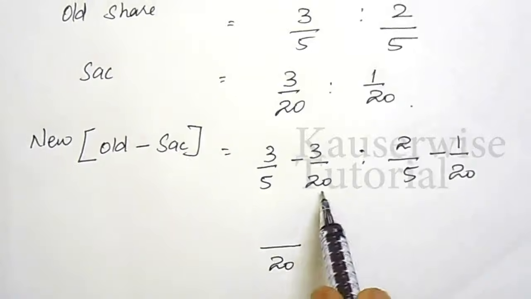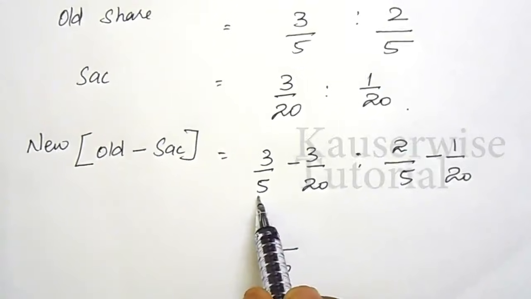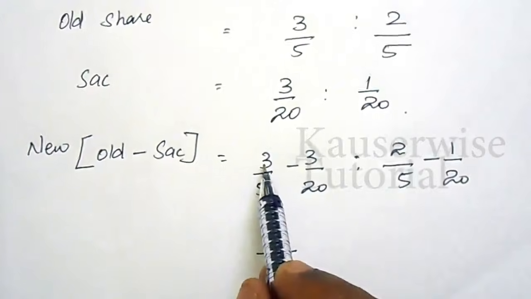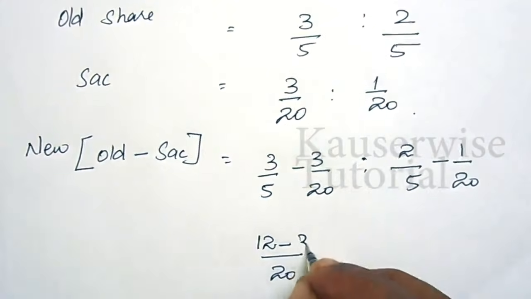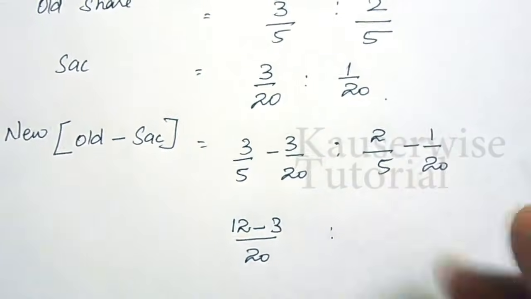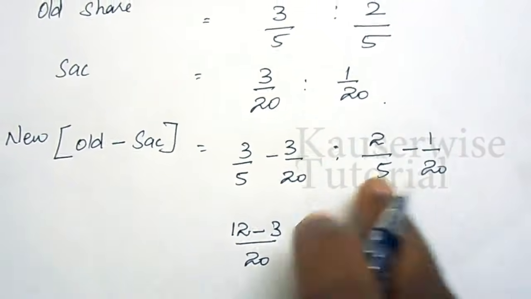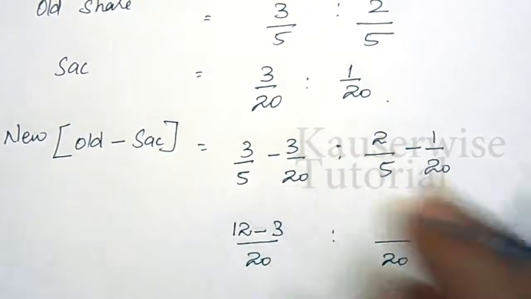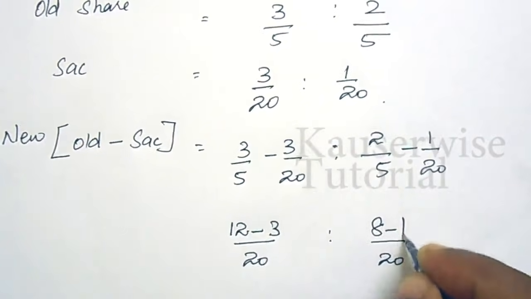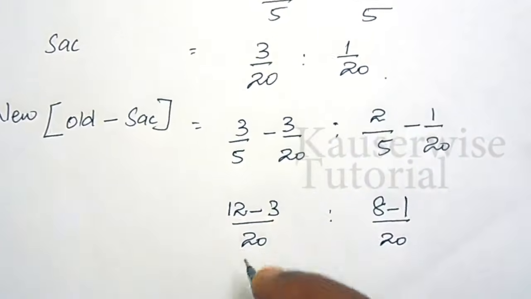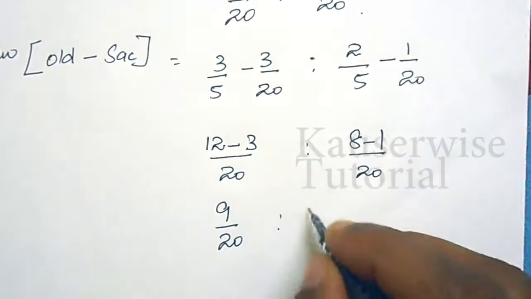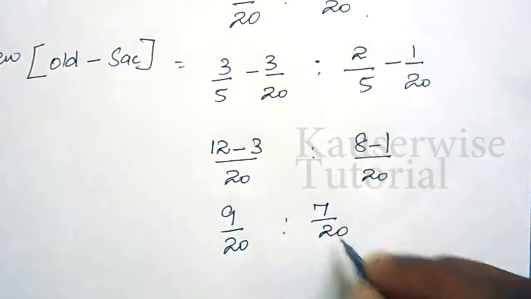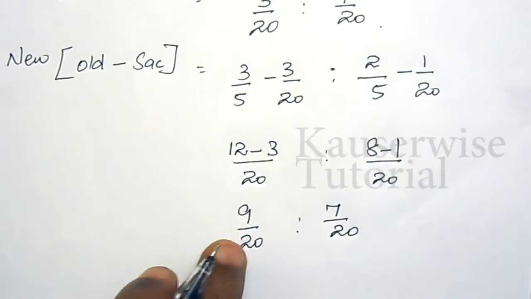Okay, take LCM, take 20. 4 into 5 is equal to 20, no, so multiply 4 into 3. 4 3s are 12 minus 3, here also LCM 20. 4 into 5, 20, no, so 4 into 2, 8. 8 minus 1. So 12 minus 3 is equal to 9, 9 by 20. 8 minus 1, 7, 7 by 20. This is the new ratio for A and B.